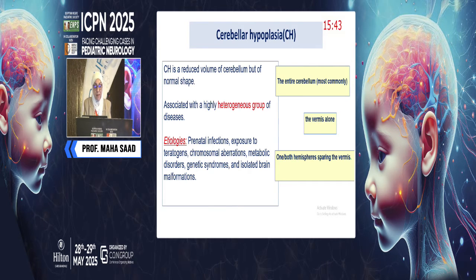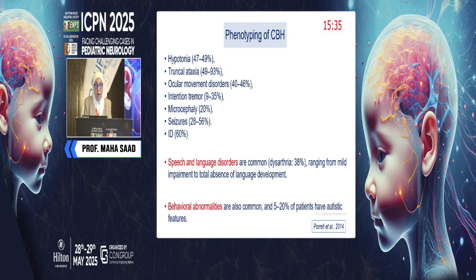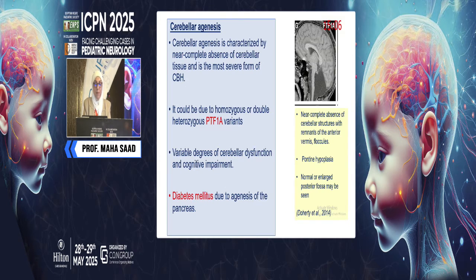Cerebellar hypoplasia is a heterogeneous group of disorders. It either involves the entire hemisphere or the vermis only, or both hemisphere and vermis. The clinical picture is hypotonia, truncal ataxia, ocular movement disorder, intentional tremors, microcephaly, seizures, and intellectual disability. Speech and language disorders are common, ranging from total impairment of language to dysarthria. Behavior abnormalities are very common, about 20% of cases, such as autistic behavior with cerebellar hypoplasia.